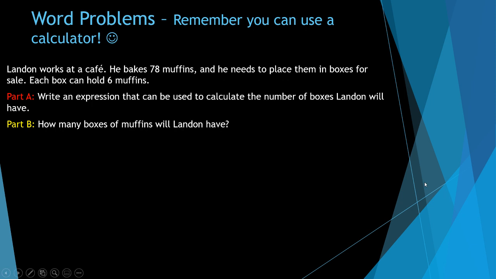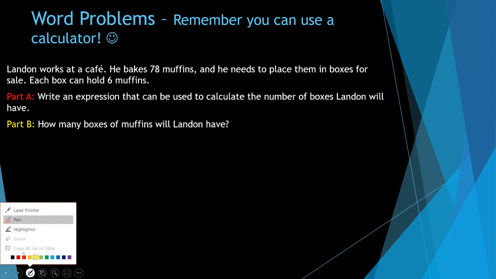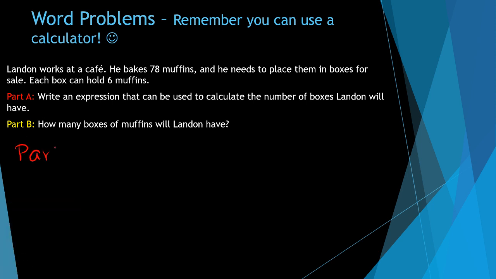All right, here's another one. Landon works at a cafe. He bakes 78 muffins and needs to place them into boxes for sale. Each box holds 6 muffins. Write an expression that can be used to calculate the number of boxes Landon will have. All right, so let's have this part A. Okay, so he bakes 78 total muffins and each box holds 6. So if I want to figure out how many boxes, remember we're talking about quotients, so we're dividing. Okay, so I need to divide these two numbers. So if I have 78 divided by 6.